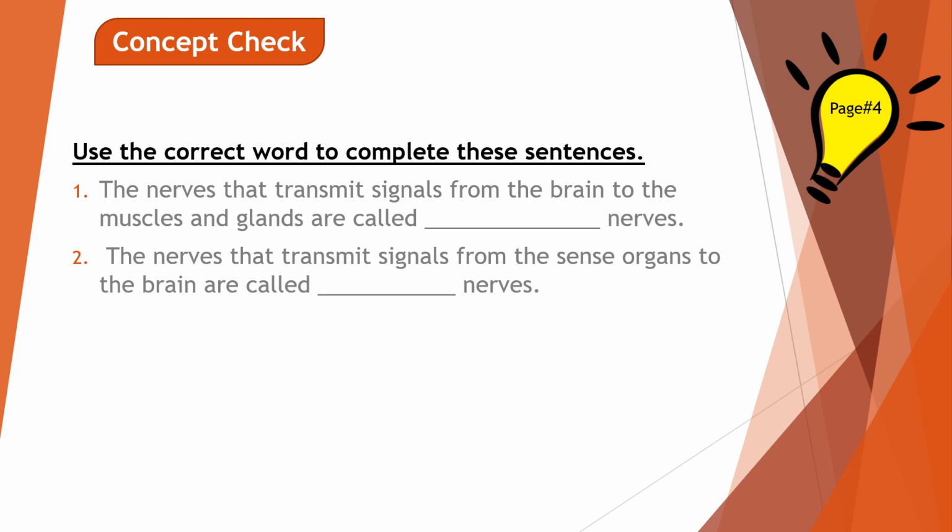Let's start with fill in the blanks. Your first blank is, the nerves that transmit signals from the brain to the muscles and glands are called dash nerves. And the answer is motor nerves. Your second blank is, the nerves that transmit signals from the sense organs to the brain are called dash nerves. And these nerves are called sensory nerves.